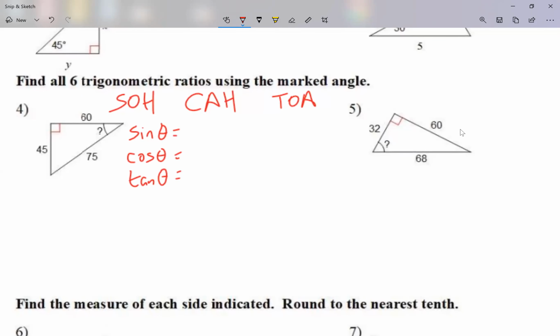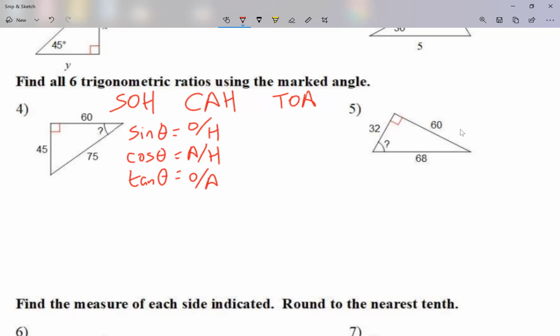Now, sine was opposite over hypotenuse. That's what SO stands for. Cosine was adjacent over hypotenuse. And tangent was opposite over adjacent. So SOHCAHTOA helped us out. Those are the 3 main ratios.